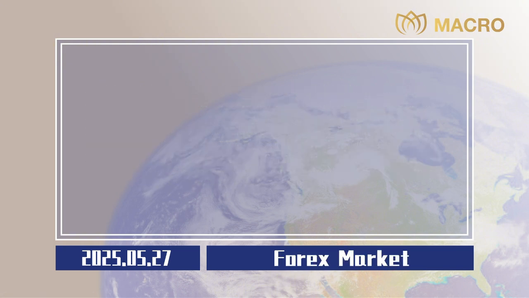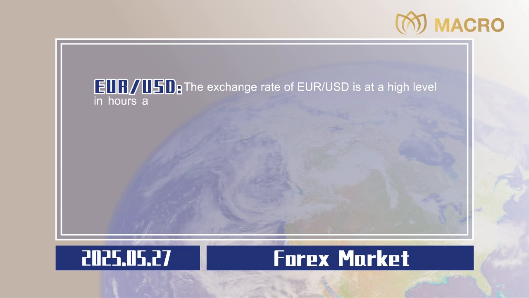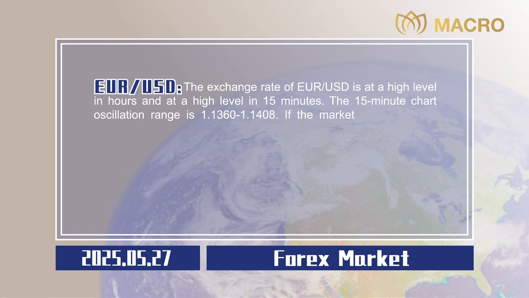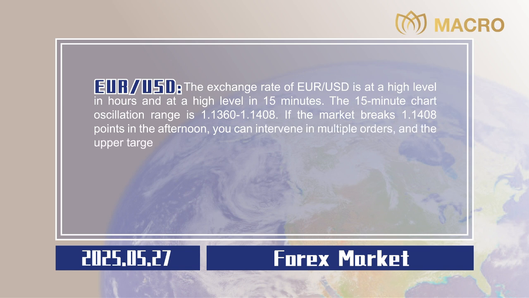Forex market. Euro to US dollar. The exchange rate of euro to US dollar is at a high level in hours and at a high level in 15 minutes. The 15-minute chart oscillation range is 1.1360 to 1.1408. If the market breaks 1.1408 points in the afternoon, you can intervene in multiple orders, and the upper target can be seen at 1.1450 to 1.1490.